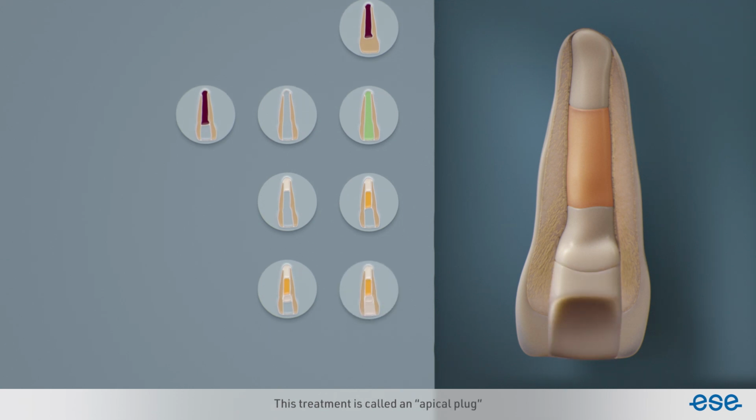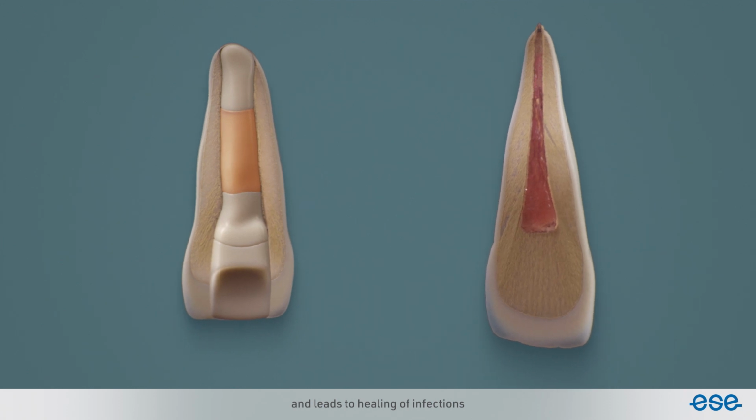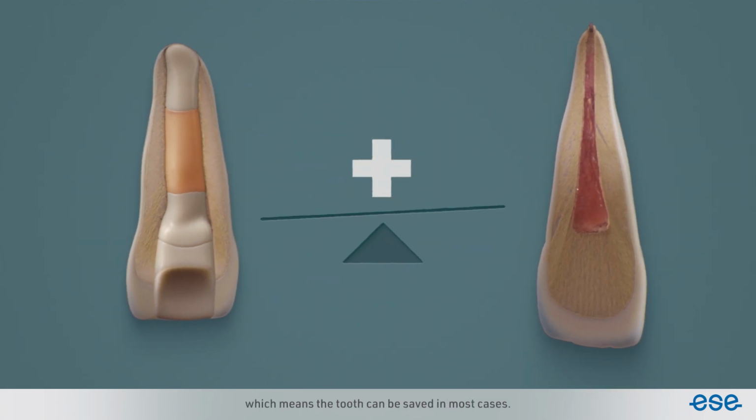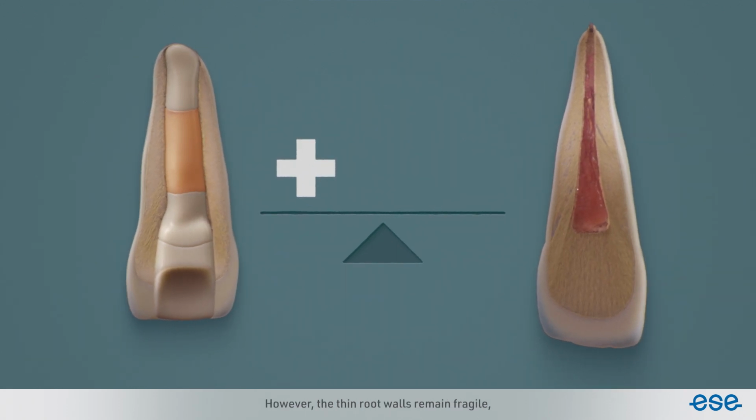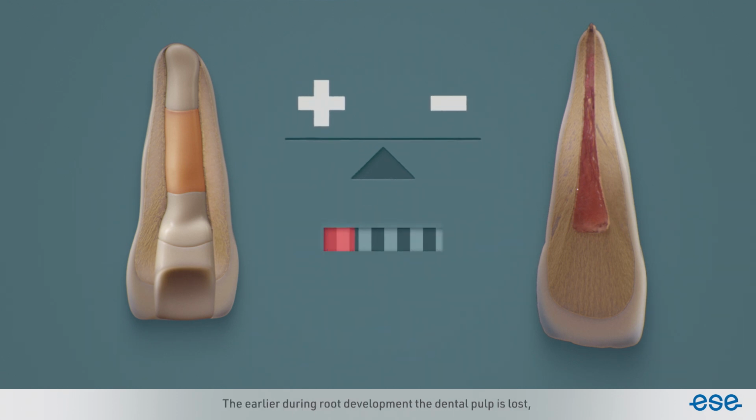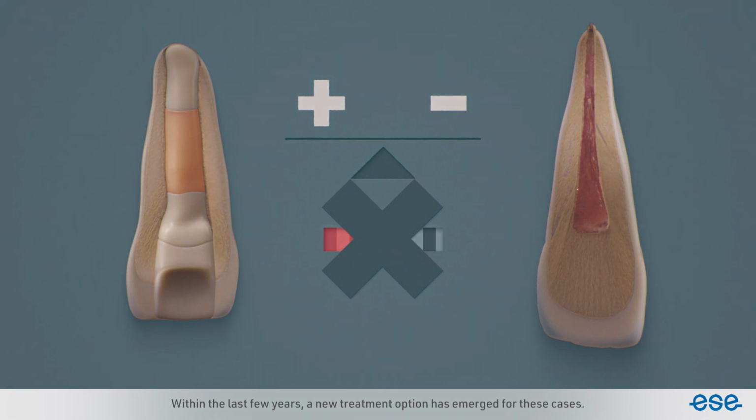This treatment is called an apical plug and leads to healing of infections, which means the tooth can be saved in most cases. However, the thin root walls remain fragile, which leaves the tooth prone to fracture. The earlier during root development the dental pulp is lost, the thinner and shorter the root walls. Within the last few years, a new treatment option has emerged for these cases.